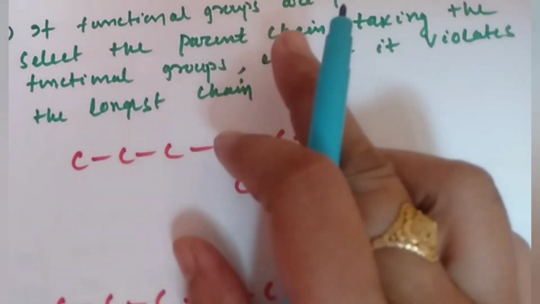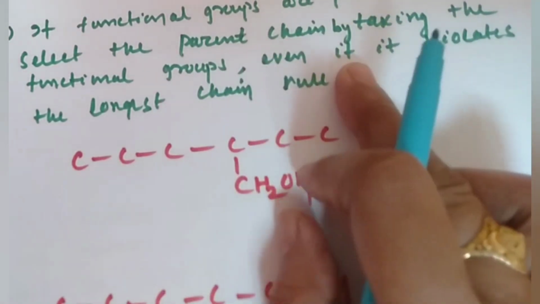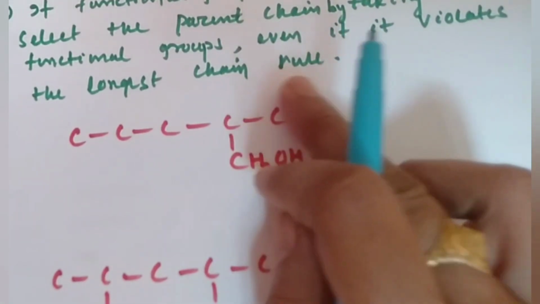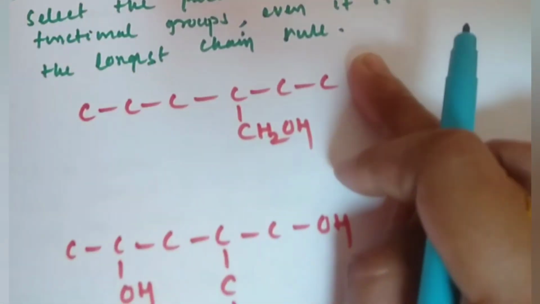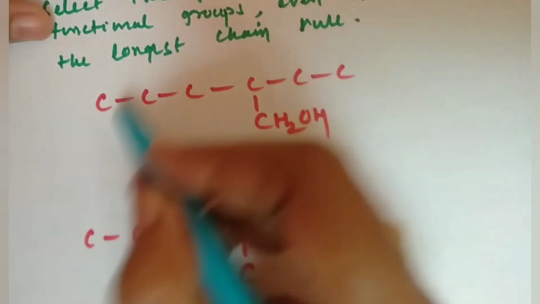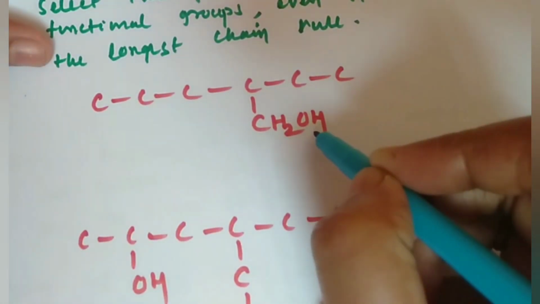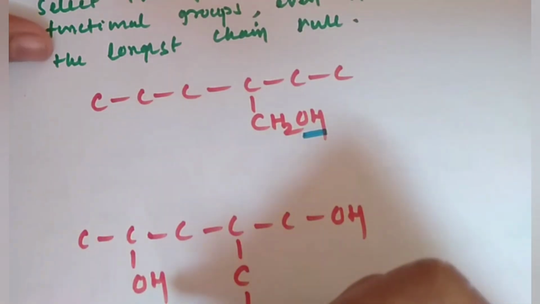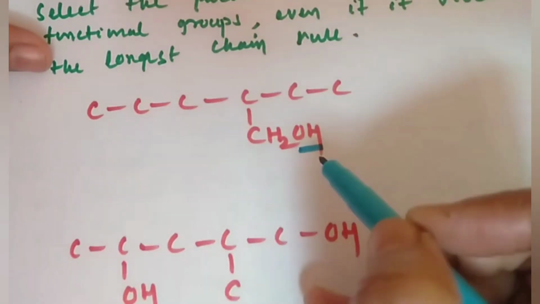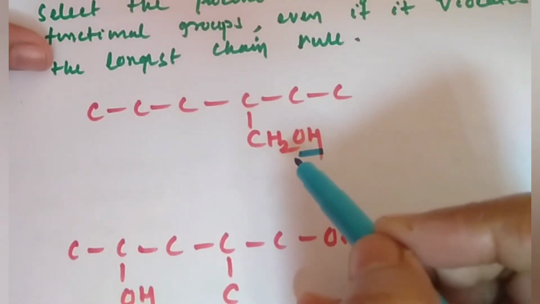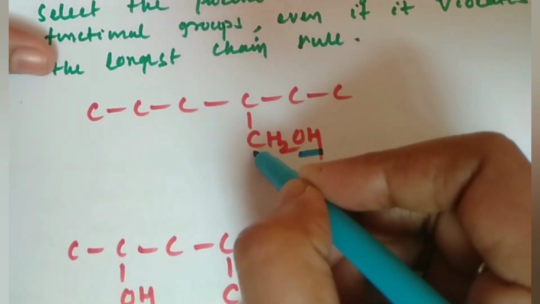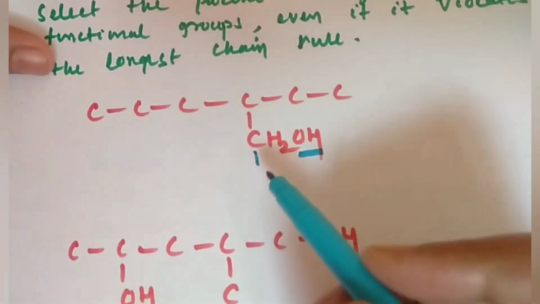Similarly, next, if functional groups are present, then select the parent chain by taking the functional groups, even if it violates the longest chain rule. See here in this compound is a carbon skeleton. Here the functional group is your OH, alcohol functional group. That means always choose the functional group, always give the lowest locant of the functional group. That means the carbon which is linked to the functional group, I have to give lowest locant.